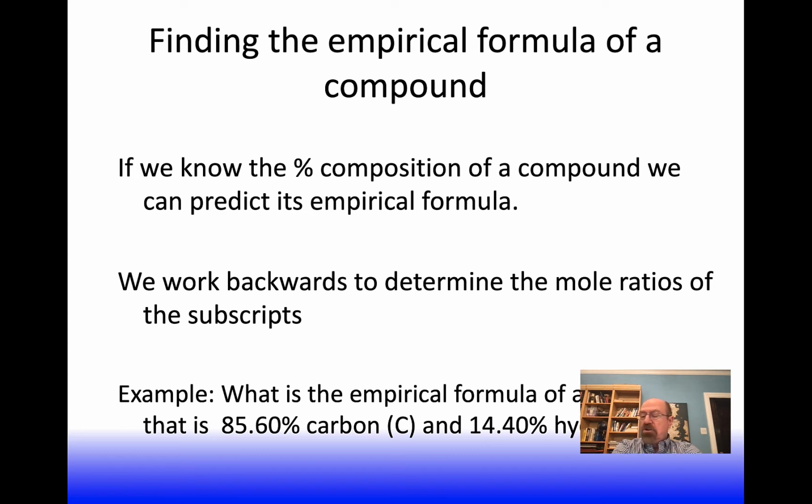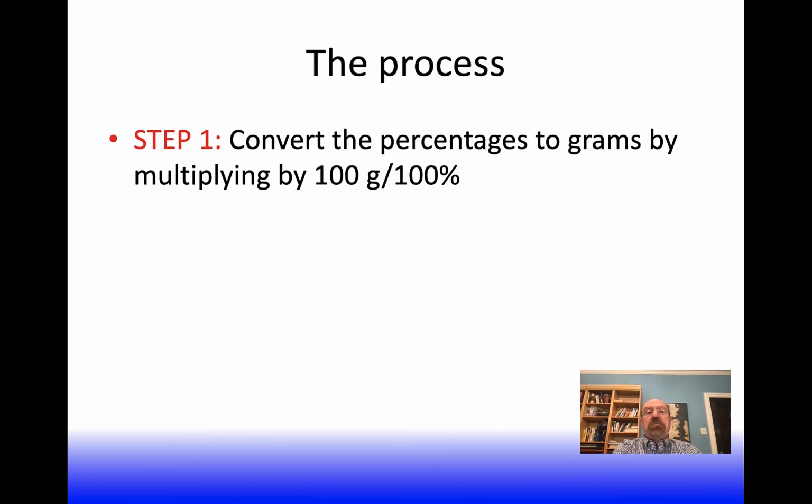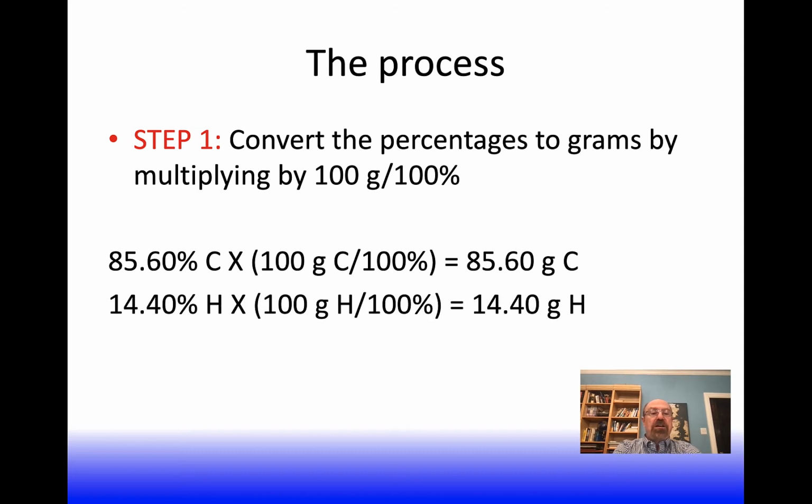Now, if you take a look at your note-taking sheet, you will notice that it starts out with a box that says 85.6% carbon and 14.4% hydrogen. So that's where we're at. The very first thing you have to do is convert percentages to grams. Now, this seems really silly. Basically, it means multiplying 100 grams over 100%. So really what you're doing is you're just literally dropping the percent symbol and adding the grams symbol.